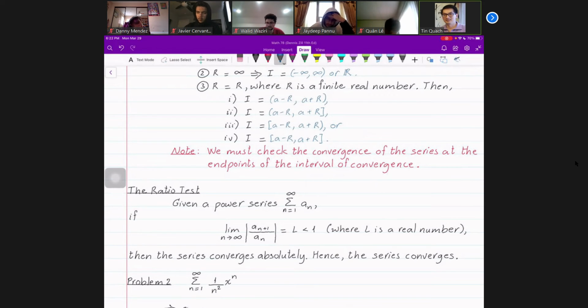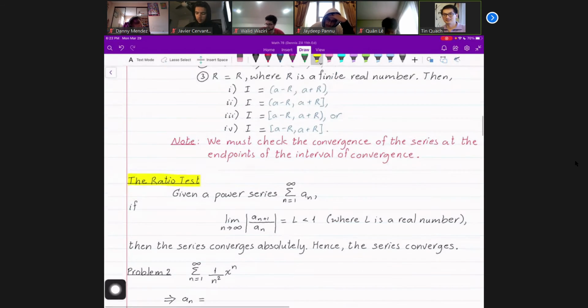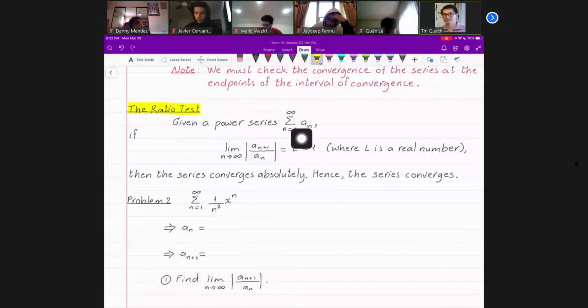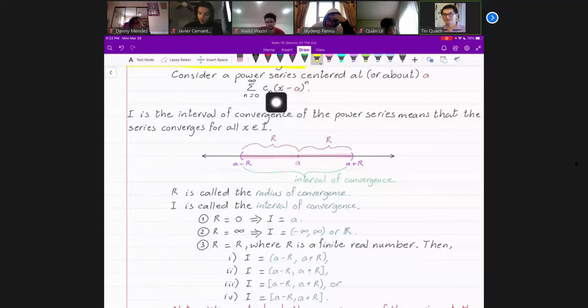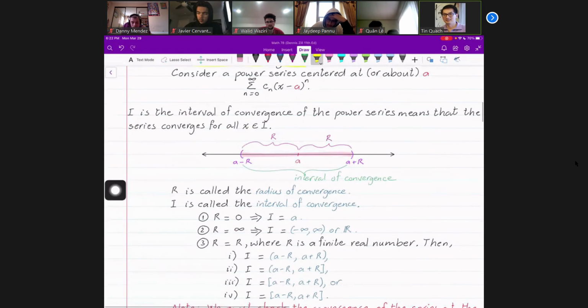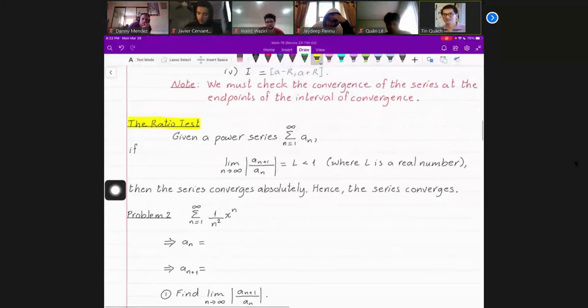Now, one of the tests in calculus 2 that you learned to determine whether a series converges or not is the ratio test. Okay, so how does it work? The way it works is this. If I give you a power series in general, so whatever a sub n is, right? In this case, a sub n is everything here. So everything inside the summation symbol is a sub n.